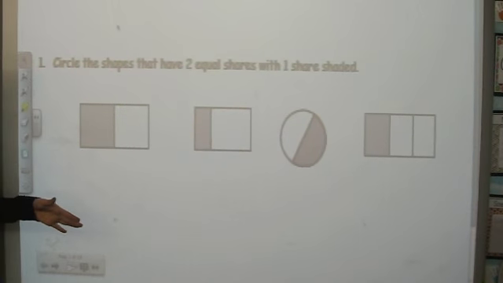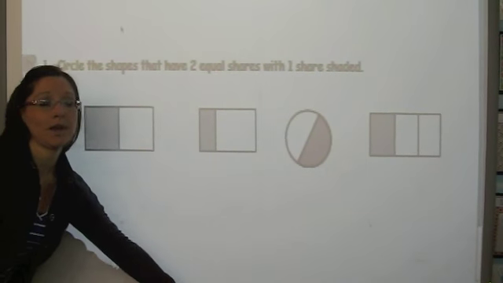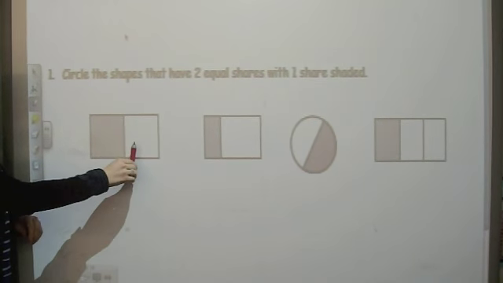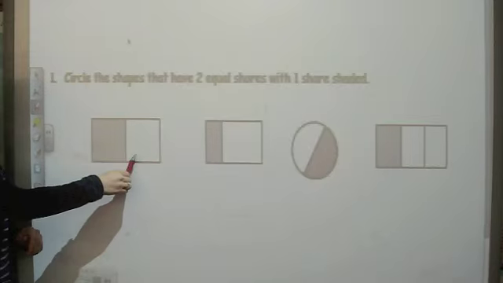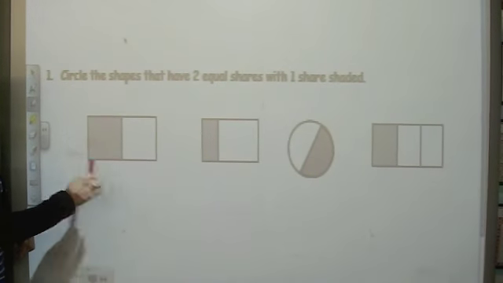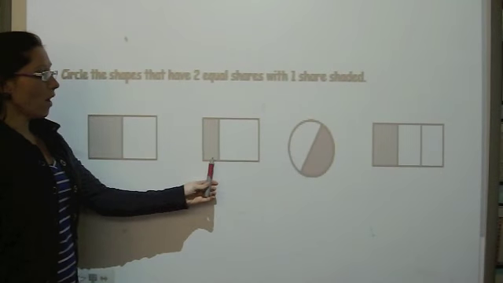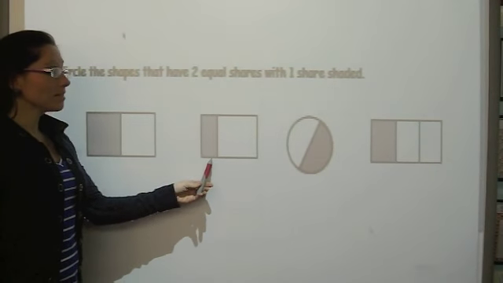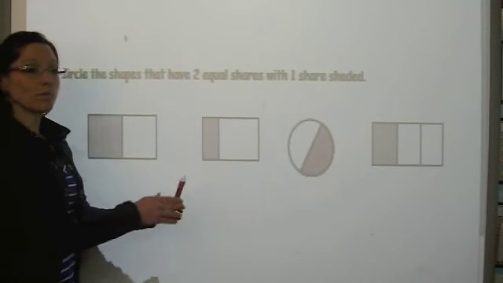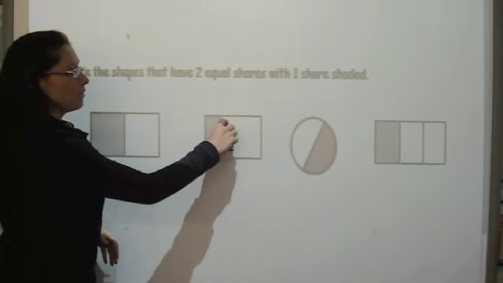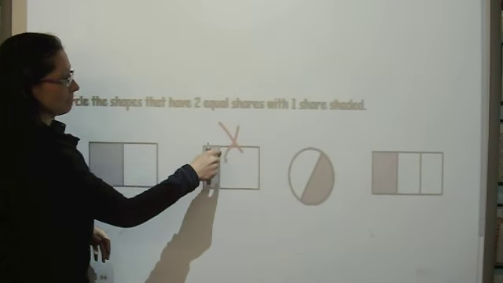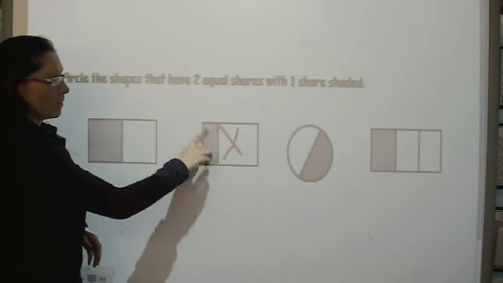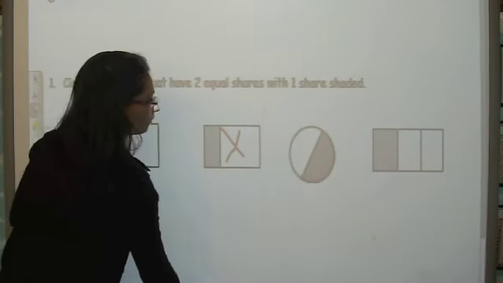So the first thing we have to do is look for the shapes that have two equal shares. Two shares, and they're equal because they're both the same size. So this could be one. This one's got 2 shares, but this one is a lot smaller than this one, so that doesn't work because they're not equal. So I'm just going to cross that out.